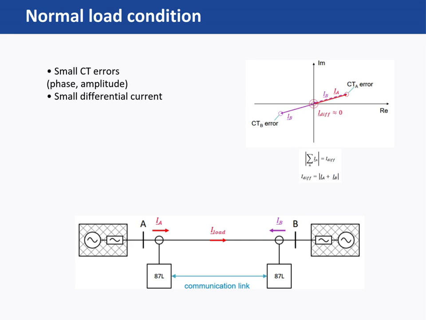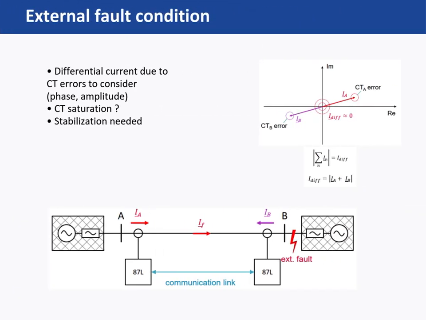Normal load condition. Under normal load conditions, the current entering the line at one end is essentially the same as the current leaving at the other end. Small differences may still exist due to CT measurement errors, such as slight phase shifts or amplitude inaccuracies. These errors produce a small differential current, but it remains well below the operating threshold, so the relay remains stable.